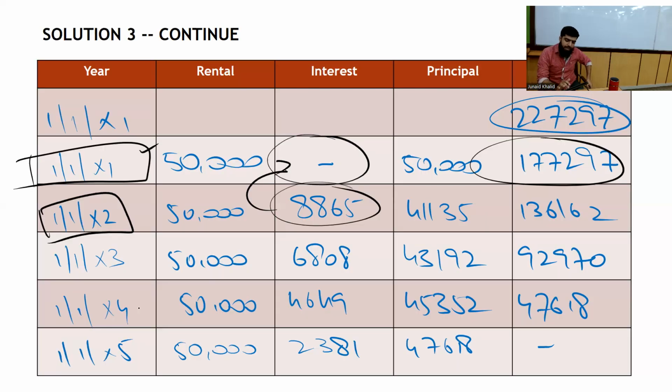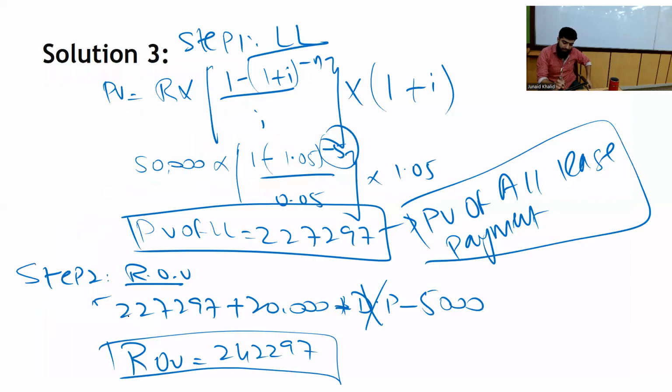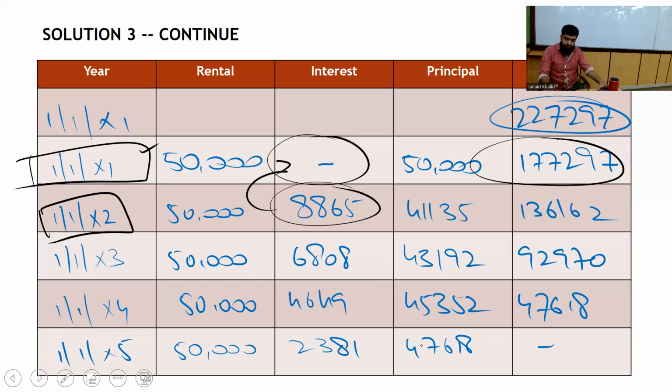Now, what is the amount of depreciation? The amount of depreciation would be calculated using the right of use asset, 242297, divided by the shorter of the lease term and useful life, that is 5 years, which gives 48459.